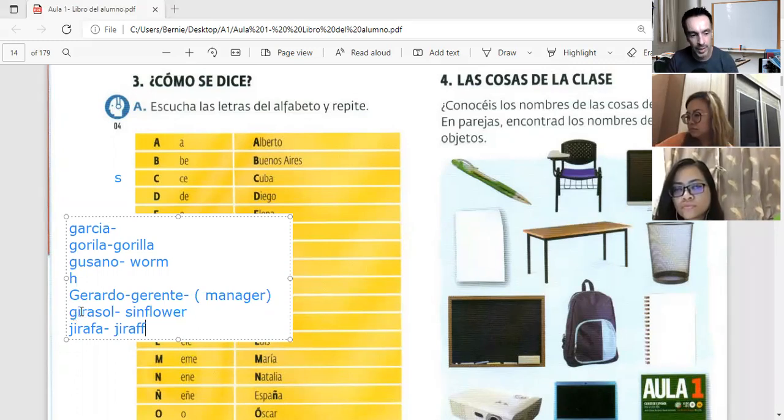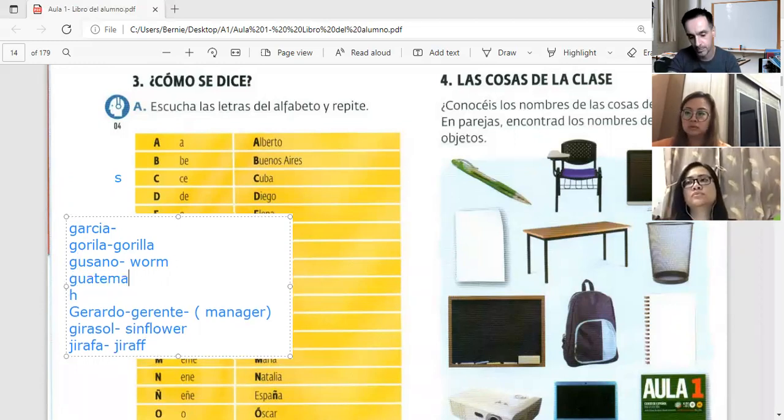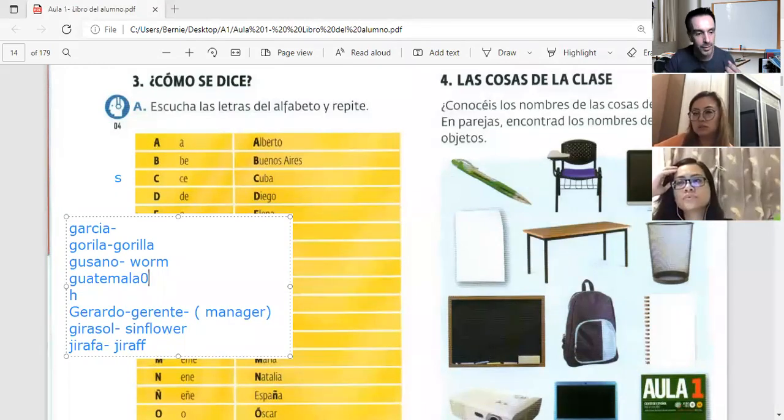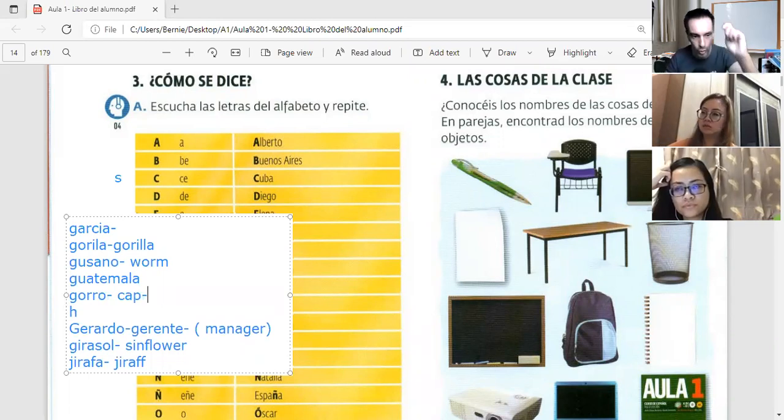J-I or J-E. GI, JI, girasol, gira. It's the same pronunciation. But when we use it with the A, O, U: ga, go, gu. Garcia, gorilla, gusano. Or there is a country also, Guatemala, right? It's a country. What else? Gorro is a cap, gorro or gorra can be. So just to notice the difference. So anytime you read it, you will read go, ga, gu, or he, he.